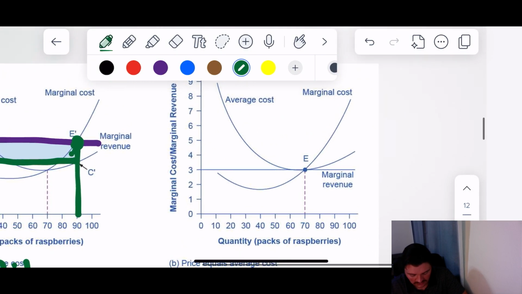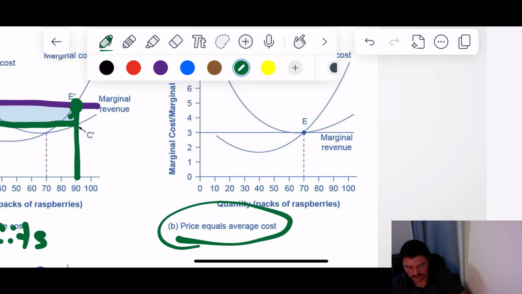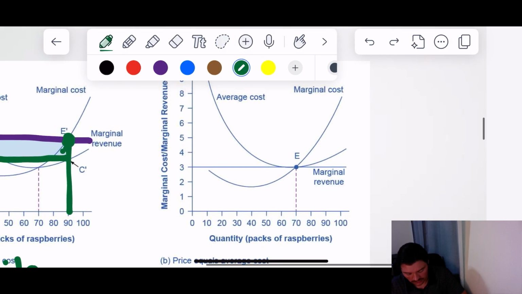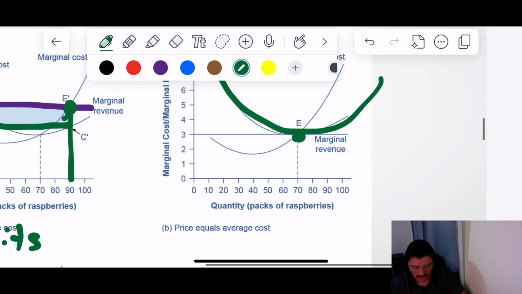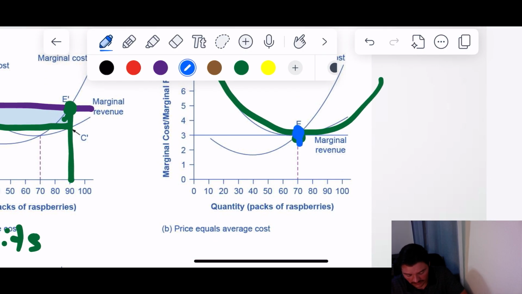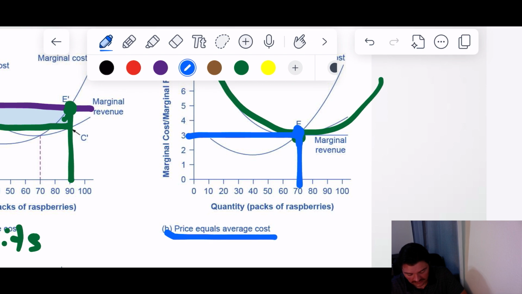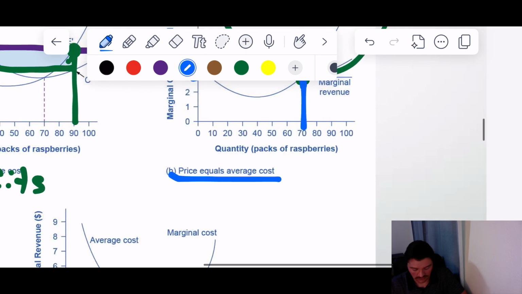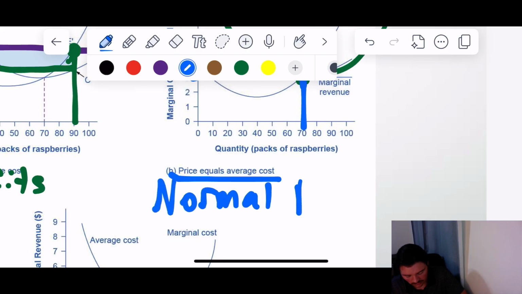Now, this is a situation where you're actually equal to, okay? So again, we're doing the same rules, MR equals MC, that happens right here, but that also is where the ATC comes down. And so what you end up with at the profit maximization point right here, and you go over to find the price, you also see that the price is equal to the ATC. So this is where we have our break-even point. Another name for the break-even point is normal profits.